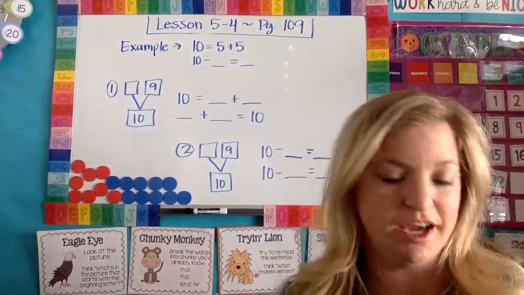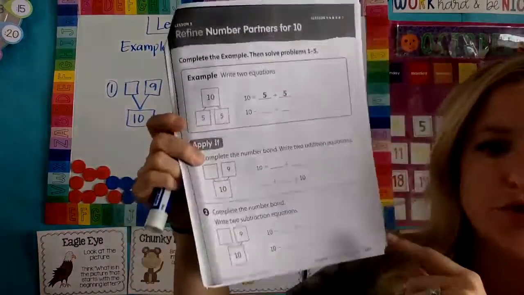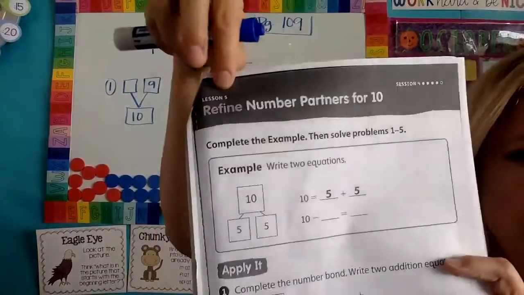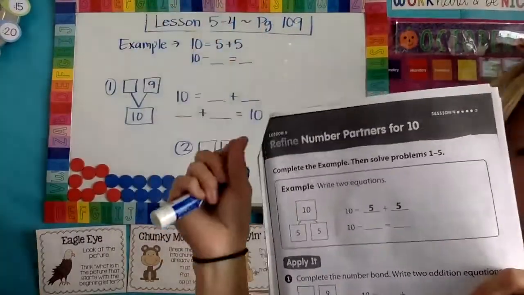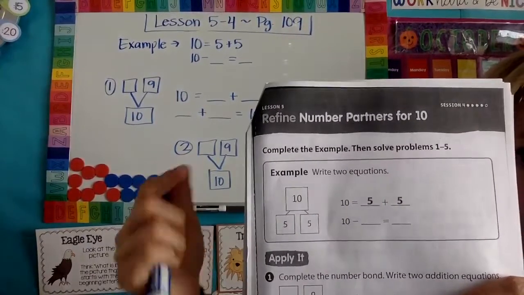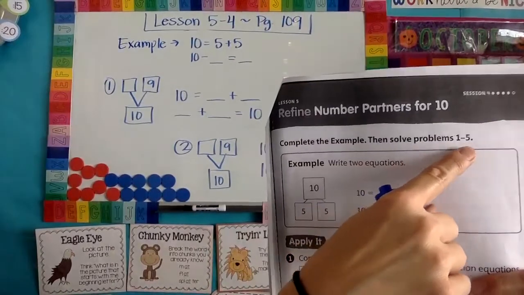Please join me. I'm on page 109, right there, and I'm doing lesson 5, session 4. Lesson 5, session 4. This is where we refine. That means we're really sharpening those skills. We're practicing. We've almost got it. It says complete the example, then solve problems 1 through 5.